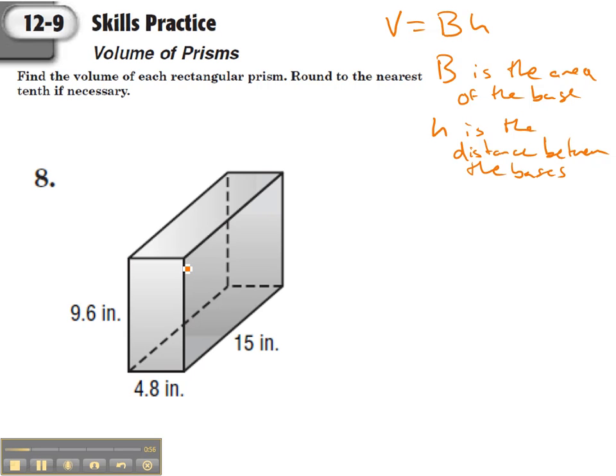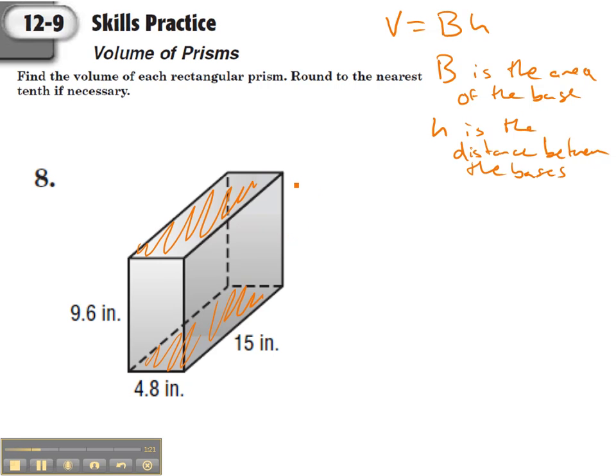parallel congruent rectangles, three different pairs of parallel congruent rectangles. So you could choose any rectangle as your base, and the rectangle that is parallel to it would be the other base. The easiest thing would probably be to just choose this rectangle as a base and this rectangle as a base. But just know that we could have picked any other pair.